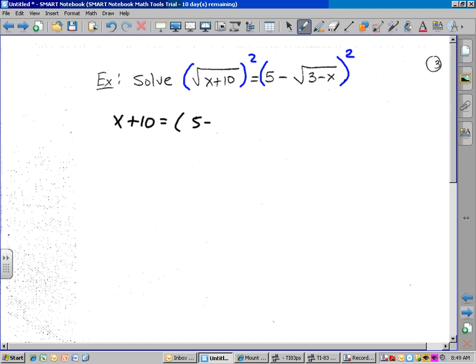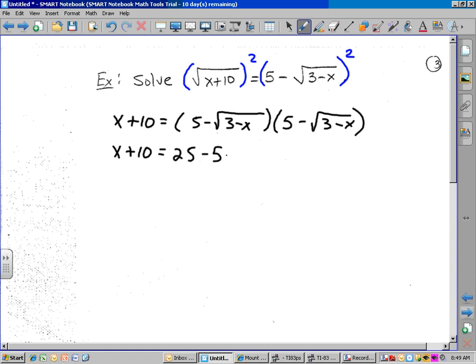The right side, let me write this out. You don't want anybody to think that you can distribute that too, because you're not allowed. You have to FOIL this side. So the x plus 10 is just going to hang out for a while. FOIL the right side. We get 25 outside. That's a minus 5 square root of 3 minus x. The inside, that's also minus 5 square root of 3 minus x. And your last is going to be positive.